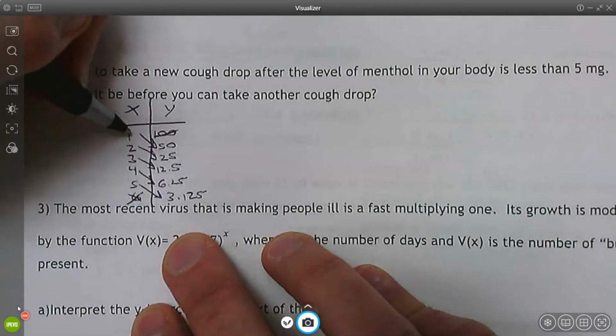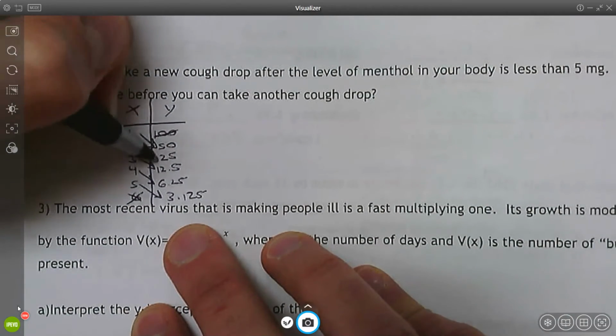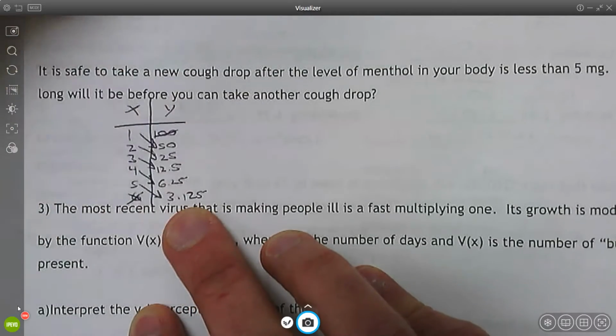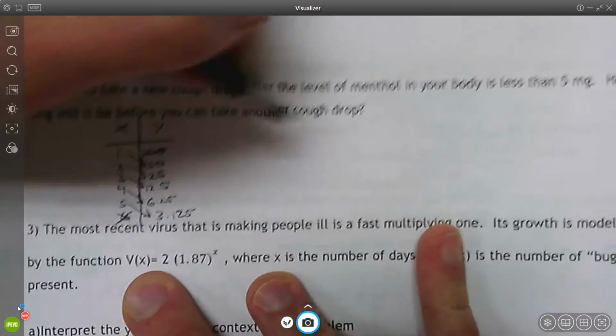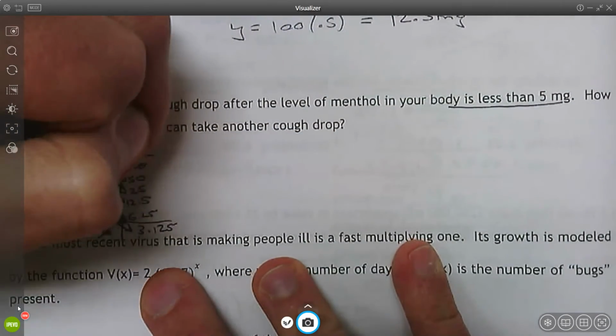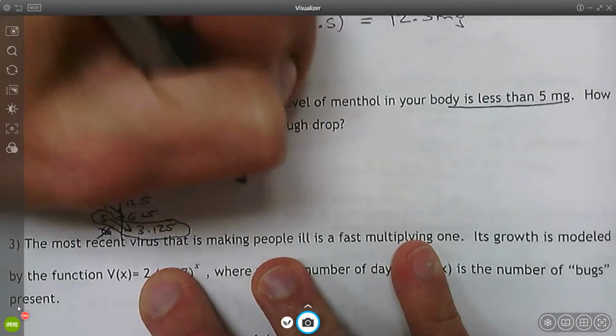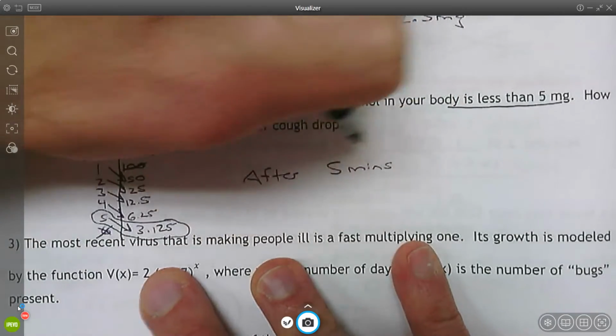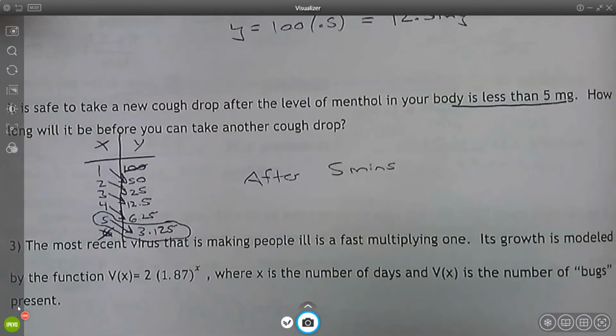That's great. So 1 minute, there's 50 left. 2 minutes, 25. 3 minutes, 12.5. 4, 6.25. 5, 3.125. So it's safe if the amount is less than 5 milligrams. So after 5 minutes, you could take another cough drop because it's dropped down below that 5 milligram mark.